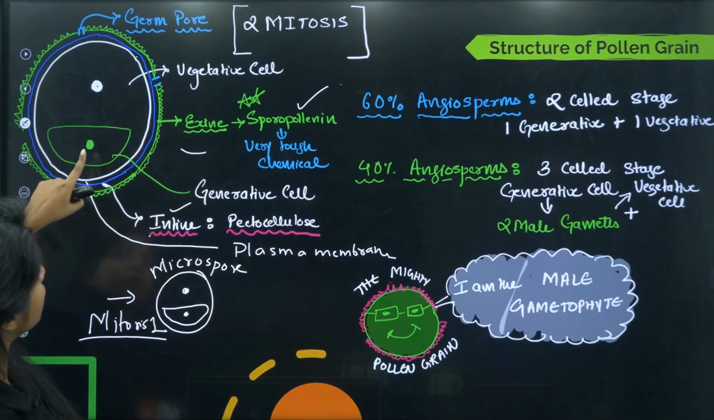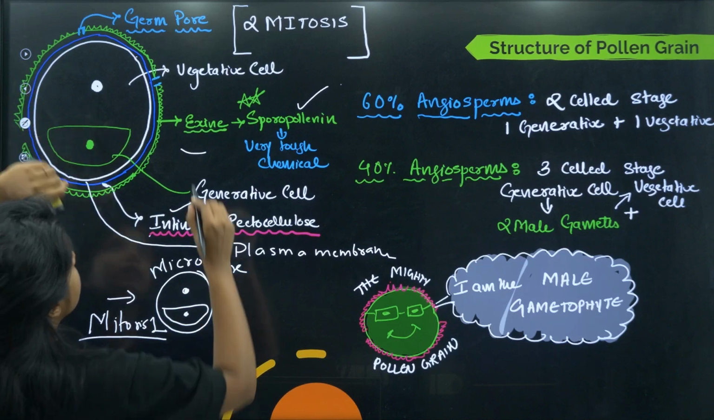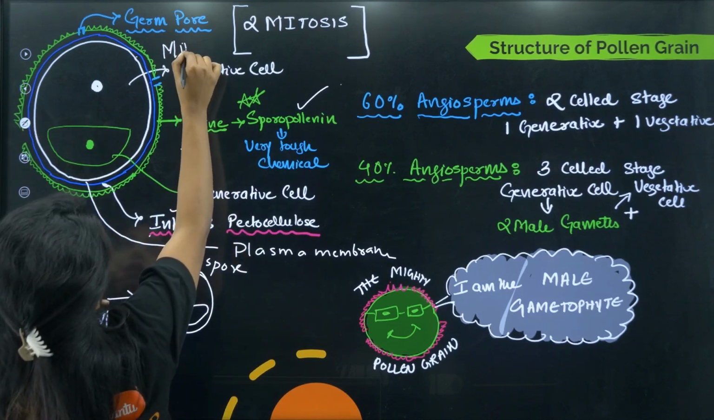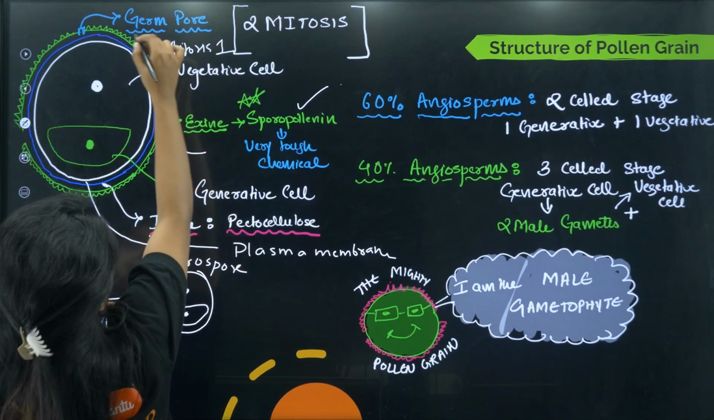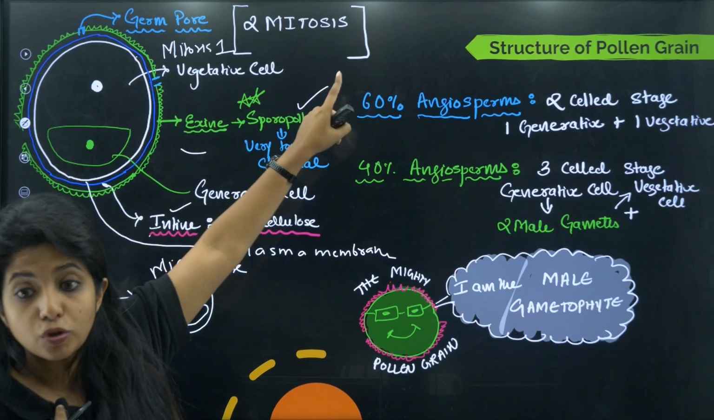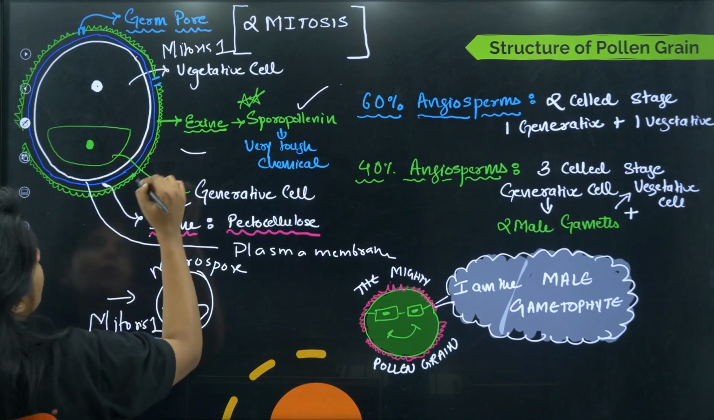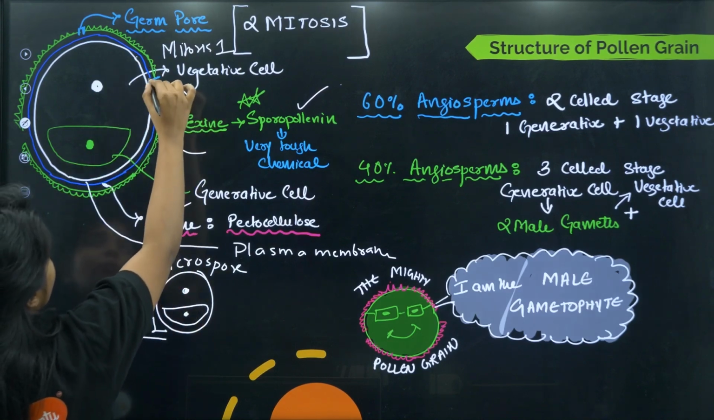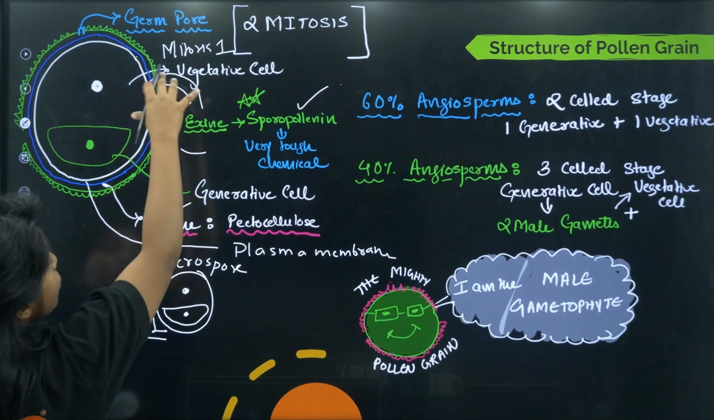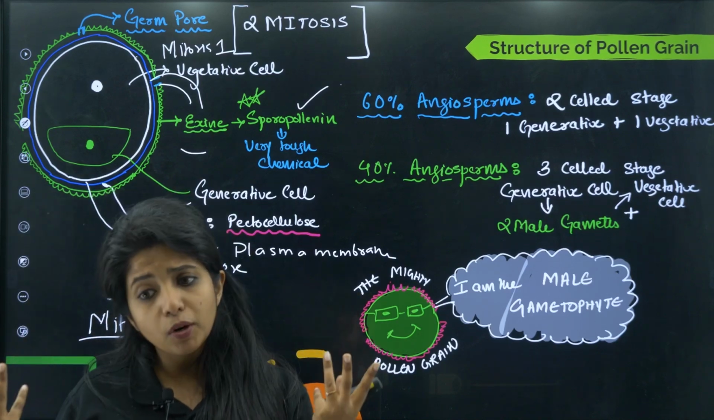Inside that you will have a generative cell and also a vegetative cell. This is a result of mitosis 1. And these pores that you see in between the exine layer, what do you call them? Germ pores. With the help of germ pores only, later on the pollen tube will be formed. Where is the germ pore? From here only the pollen tube will be formed and the male gamete will come out. But you might be thinking, where is the male gamete? We didn't study the male gamete itself.